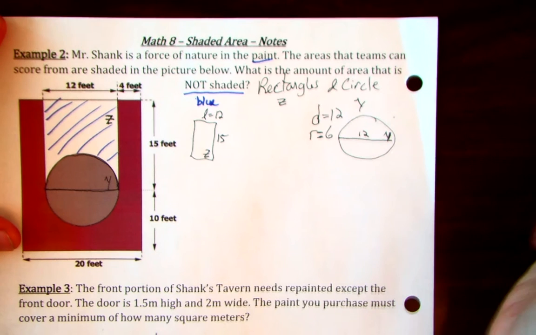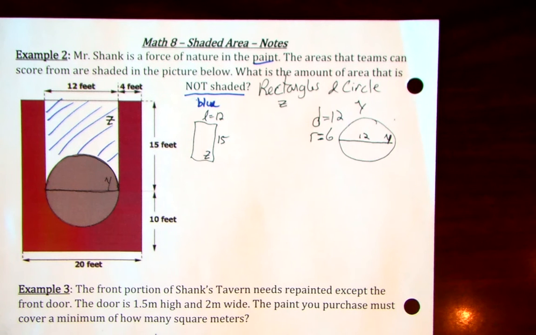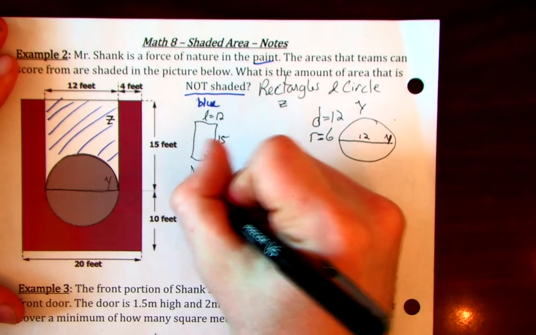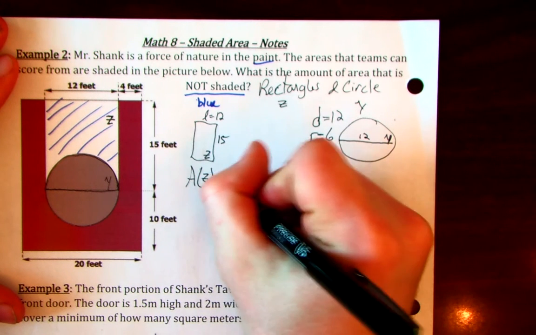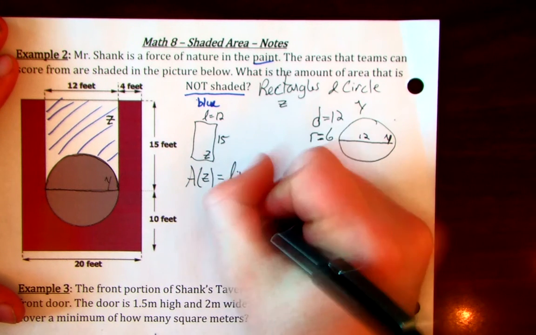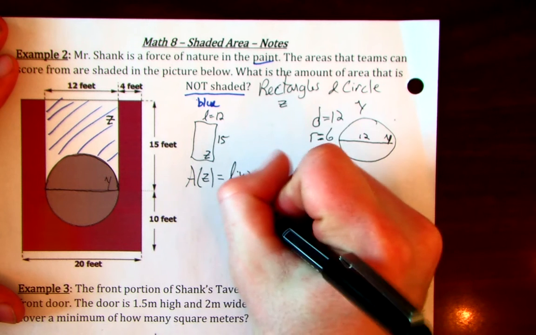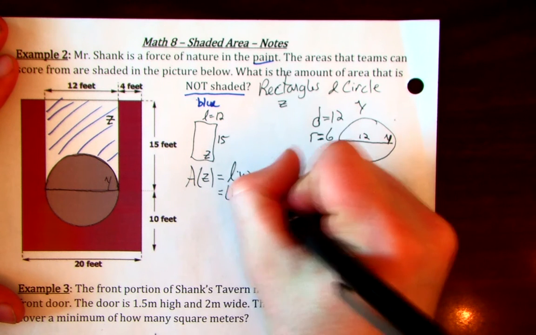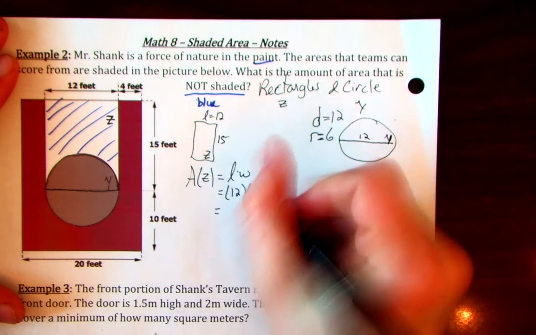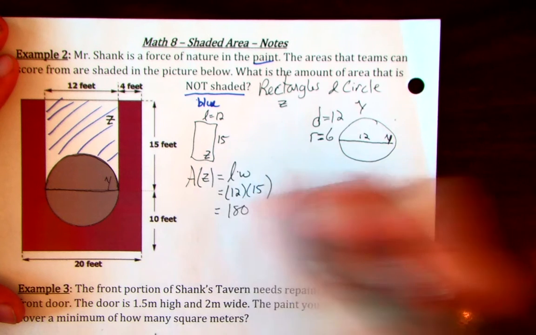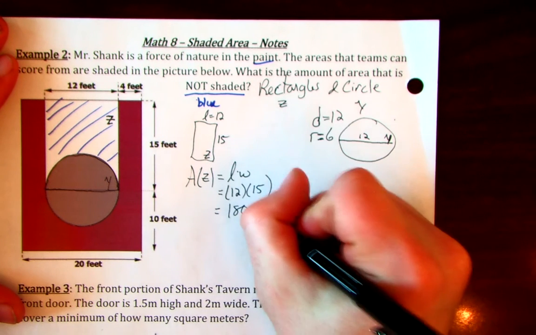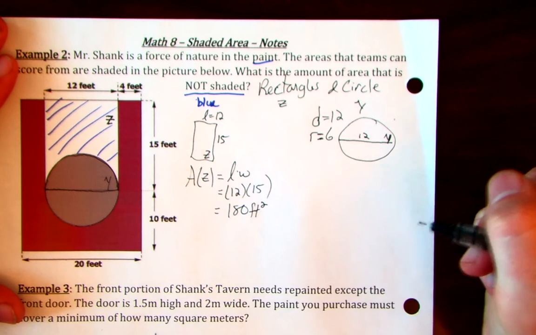Step number 4, make sure you find the area of each of those shapes. I'll say the area of our shape Z. Oh, that's a pretty simple one. It's just length times width, plugging in our values for our variables: 12 times 15, which should be about 180. And as always, make sure you have your units to the second power for area.